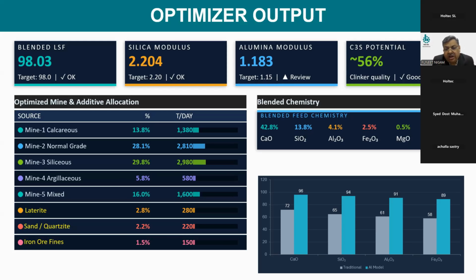It has been observed, at least theoretically, that there is an advantage in quality prediction in terms of CaO, SiO2, Al2O3, Fe2O3 from the traditional method to the AI model method. So CaO has better predictions, as do silica, alumina and iron.